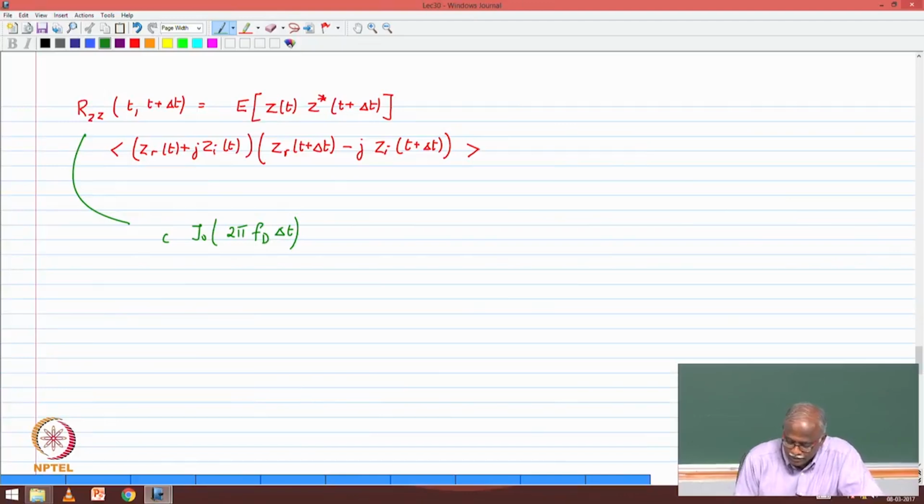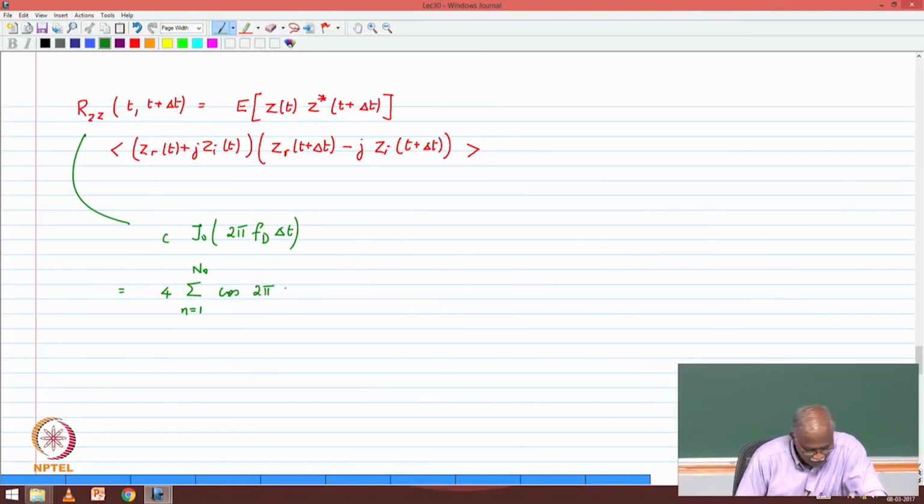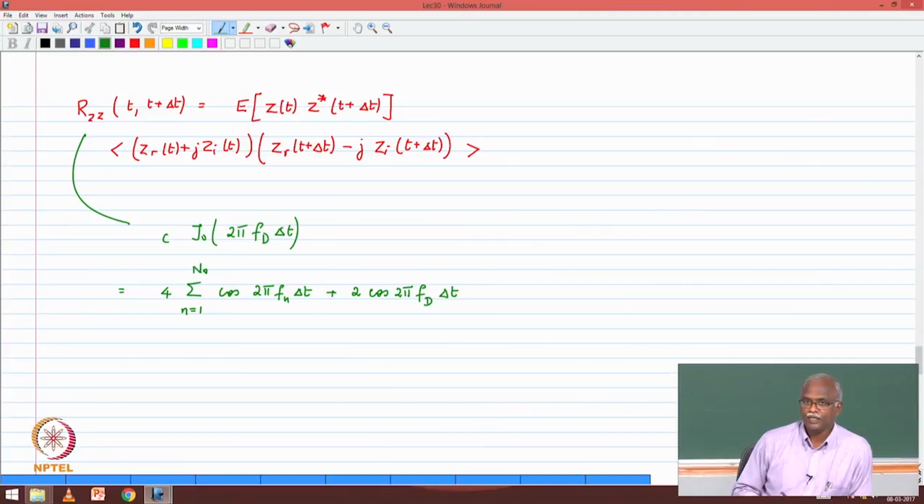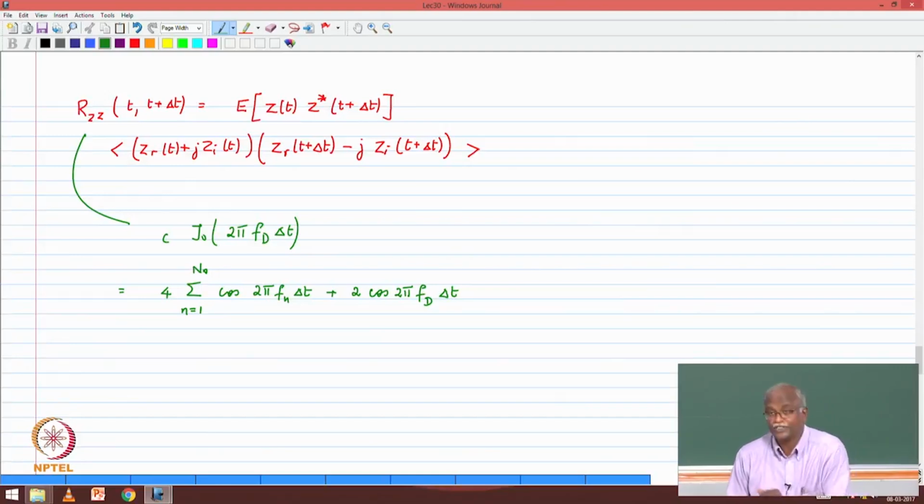So just so that you can verify, RZZ of t, t comma t plus delta t will come out to be the following expression: 4 times summation n is equal to 1 through n naught cosine 2 pi fn delta t plus 2 times cosine 2 pi fd times delta t. Okay, it's actually a very compact expression. You start to see the relationship to the Bessel function, but the actual proof of showing that this is an approximation to the Bessel function will be our last step.